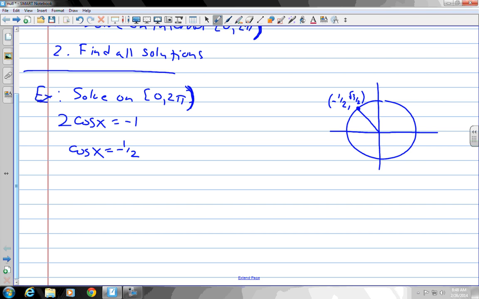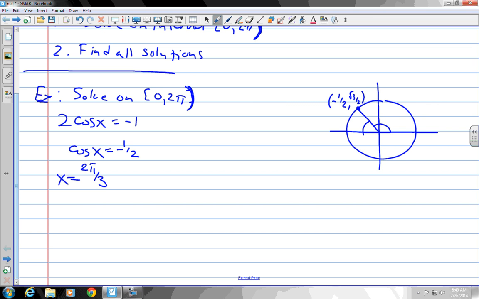Right, that's the point that I want. So what is the angle measure? Well, this would be 60. So then what's that? 120 or 2 pi over 3, right? So then x equals 2 pi over 3. Is that the only solution? No. What else? Where else is x equal to -1/2?